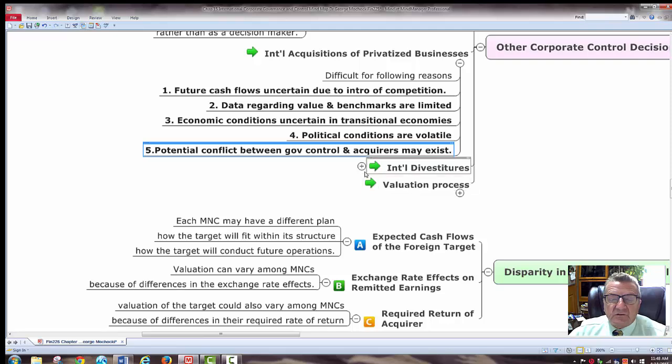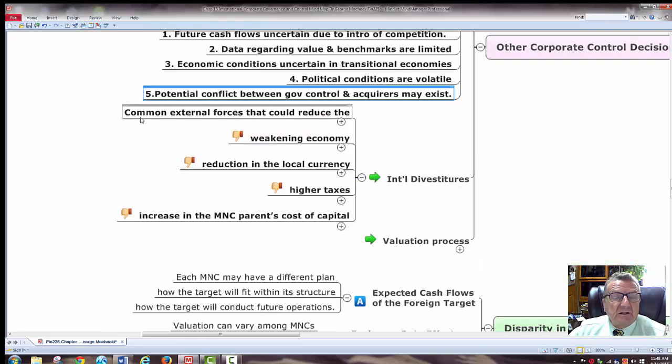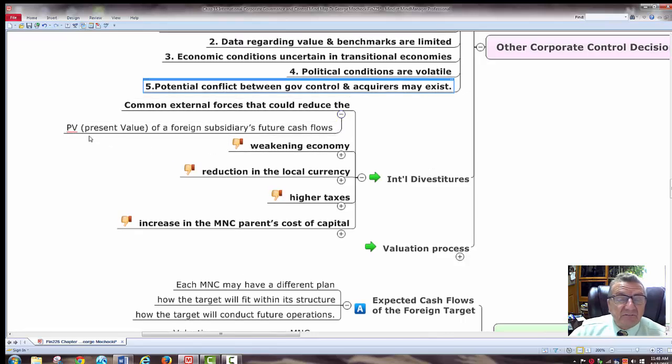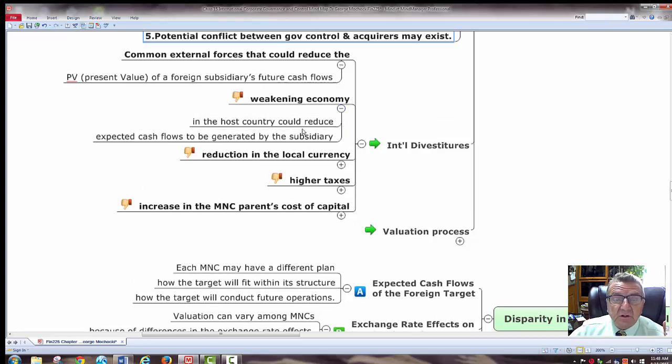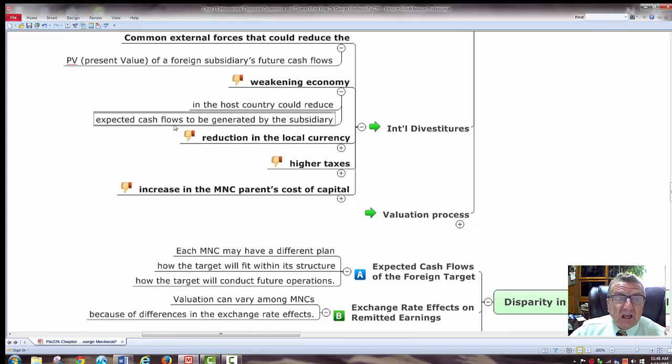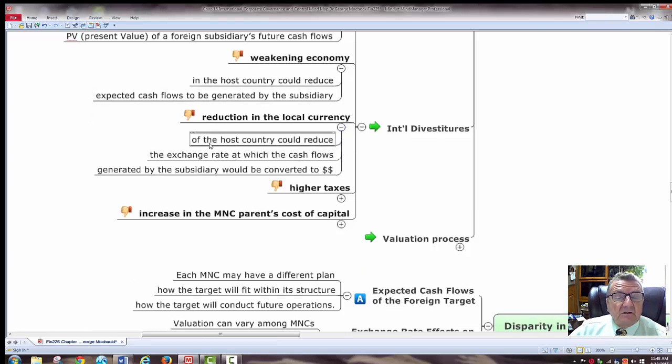Okay, international divestitures are basically commonly external forces that could reduce the present value of a foreign subsidiary's future cash flow. Present value, that's all you have to highlight, and foreign cash flow. Weakening the economy in the host country could reduce the expected cash flows to be generated by the subsidiary. All right, the host country, this is what's happening with China now when they're devaluating. They're driving the investors crazy on both sides.